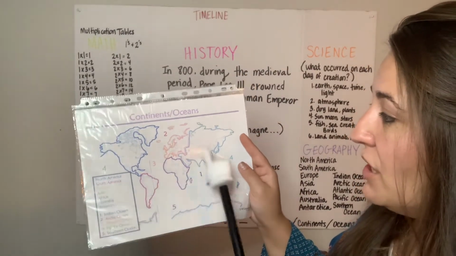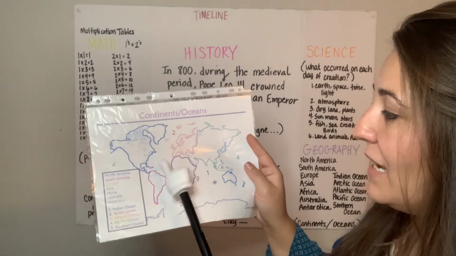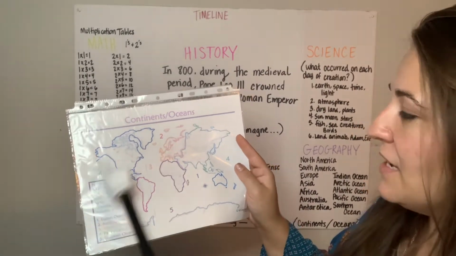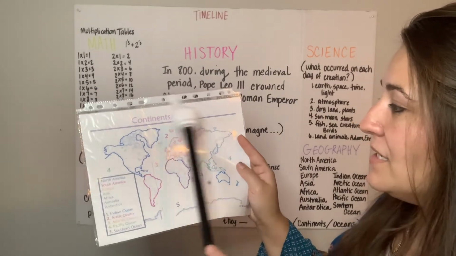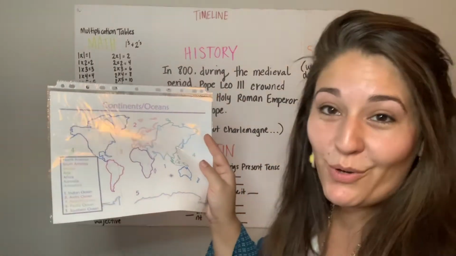Indian Ocean, Arctic Ocean, Atlantic Ocean, Pacific Ocean, Southern Ocean, continents and oceans were through.